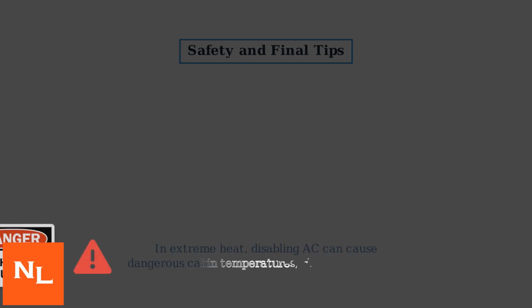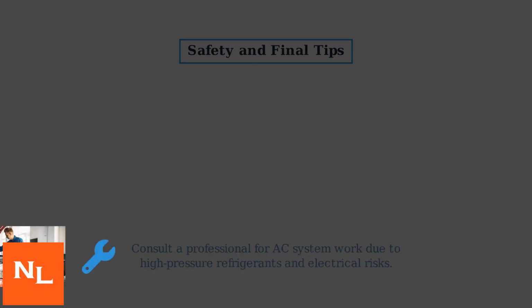In extreme heat conditions, like temperatures above 50 degrees Celsius, disabling the air conditioning can cause cabin temperatures to rise dangerously fast. This creates a risk of heat stroke for occupants, especially children and pets. Air conditioning systems contain high-pressure refrigerants that can cause serious injury if not handled properly. The electrical components also pose risks of electric shock or fire. Always consult a professional mechanic for any AC work.